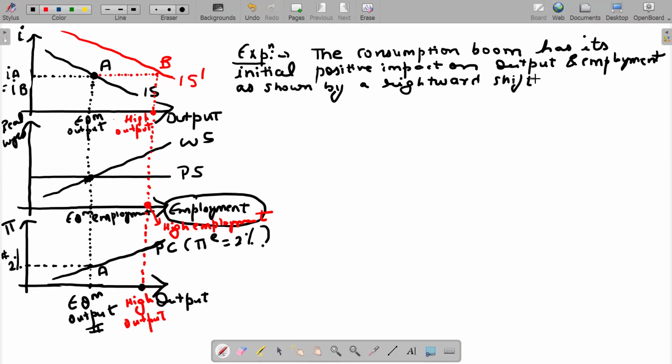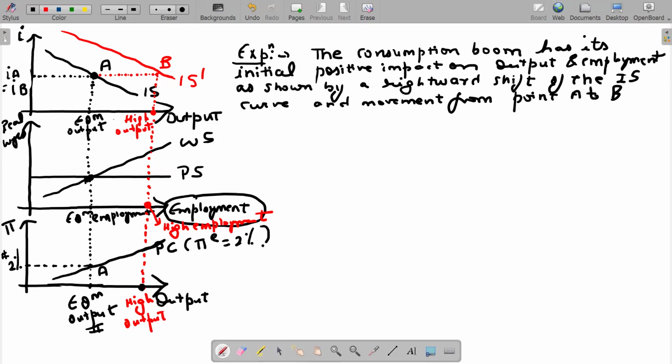As shown by a rightward shift of the IS curve and movement from point A to B in the IS diagram. Whatever I'm writing, students can also see this happening in the diagram. You can clearly see that the consumption boom is going to have a positive impact on output and employment. See, equilibrium output has also gone up, equilibrium employment has also gone up. There's a rightward shift in the IS curve. We move from point A to point B in the IS diagram.